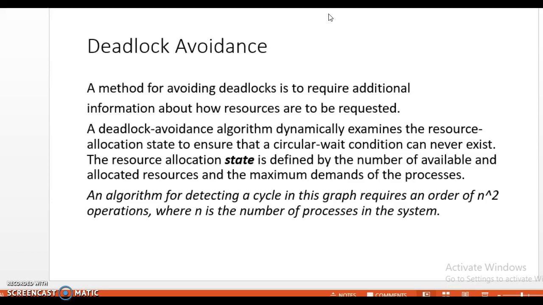that a method for avoiding deadlocks requires additional information about how resources are to be allocated. A deadlock avoidance algorithm dynamically examines the resource allocation state to ensure that a circular wait condition can never exist. The resource allocation state is defined by the number of available resources, the allocated resources, and the maximum demand of processes. This algorithm will take order n square of time, where n is the number of processes.